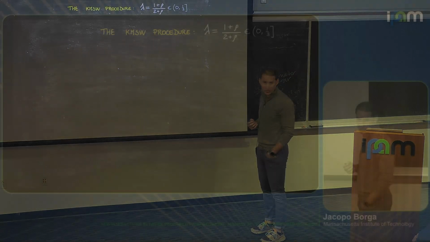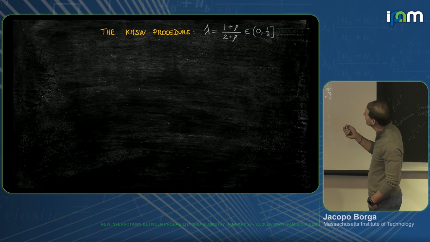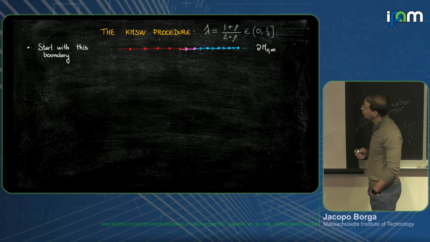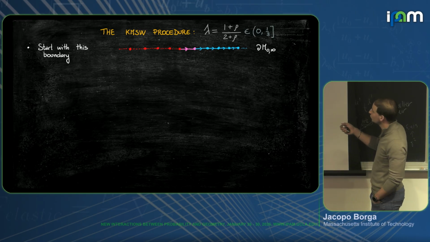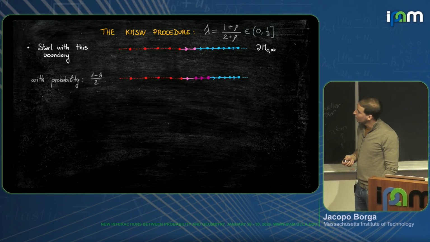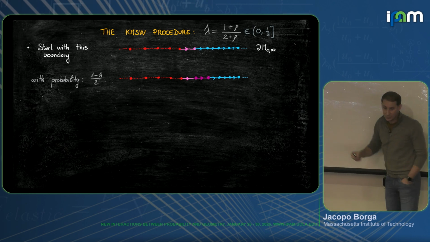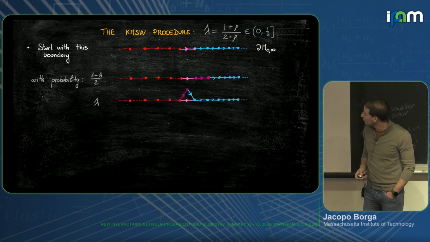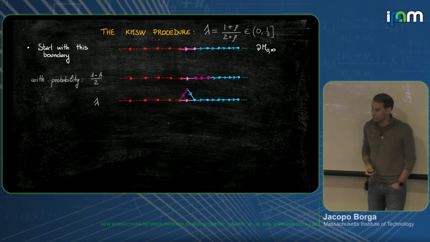OK, the KMS procedure is quite similar to something before. Now you introduce a new parameter lambda, this value here. And you do the following. You start with an infinite boundary, where on the left you have the edges in blue. On the left you do not have the edges. On the right you do have the edges. And there is a marked edge in the middle. And now with probability 1 minus lambda over 2, you do the following operation: you just shift the marked edge to the right. With probability lambda, you grow a triangle, and you declare the new active edge to be here.